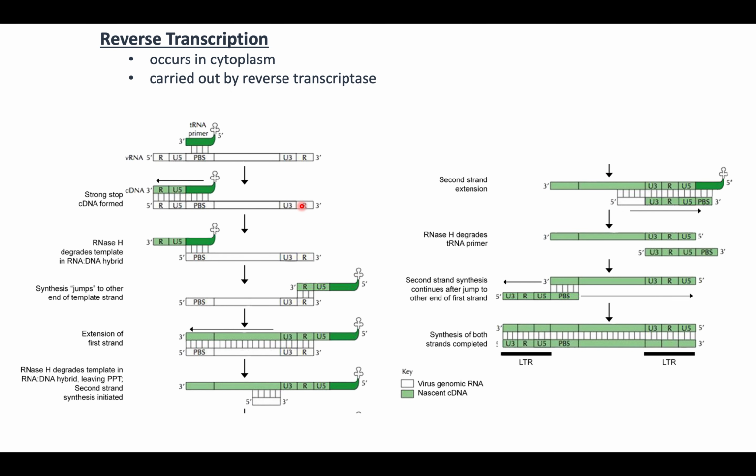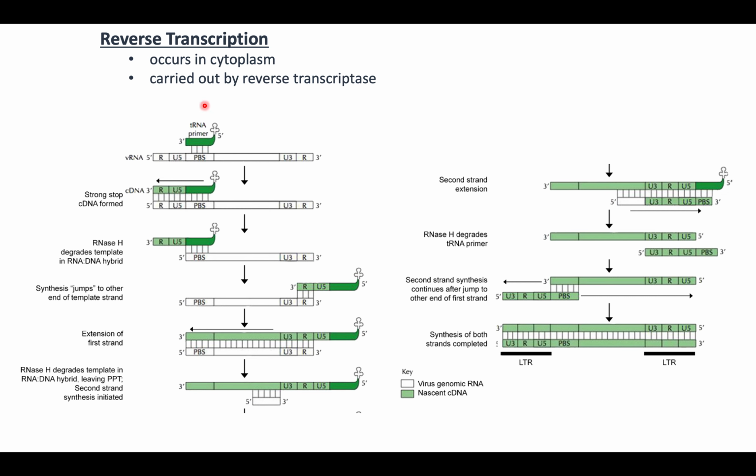And here's what reverse transcription looks like. So there's a lot going on here, but it's really quite elegant. And so I wanted to just kind of briefly walk you through this just so you have some idea of what's going on here. So keep in mind this is reverse transcription, right? Making a double-stranded DNA copy of that single-stranded RNA genome, starting with the primer. So basically everything in light green here is going to be DNA that's being synthesized.